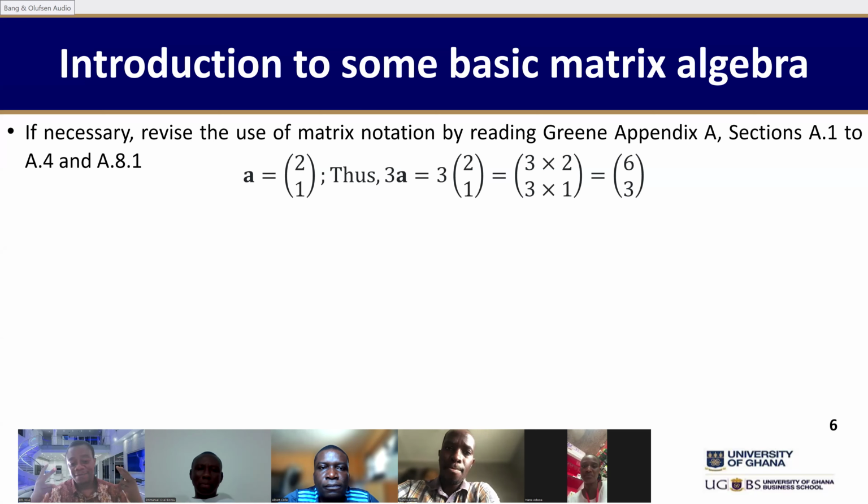A vector has magnitude and direction. It has a magnitude and direction.